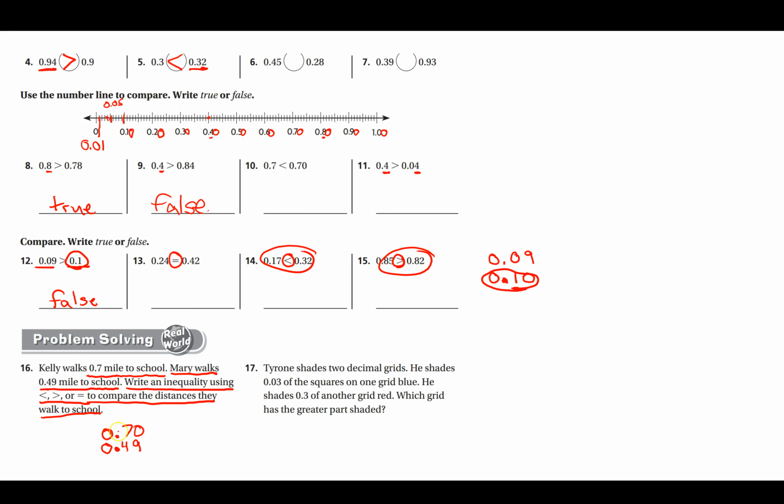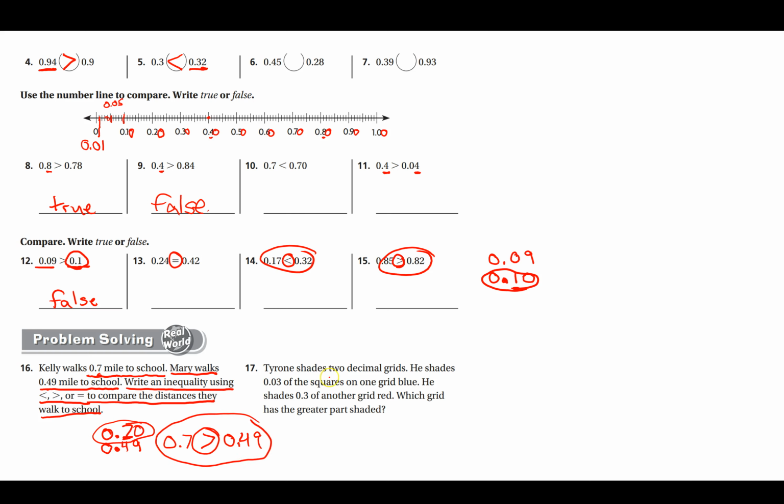And then I start over here all the way to the left in the ones place. 0 and 0 are tied. 7 is bigger than 4, so this number, the number that had the 7 in the tenths place, is the larger number. So to write the inequality, I would write 0.7 is greater than, I could put a circle around it if I want, just because sometimes my 7s look like my greater than sign. So 7/10 is greater than, and the other number was 49 hundredths. So there's my inequality for my answer.